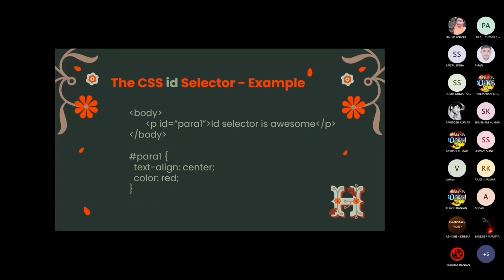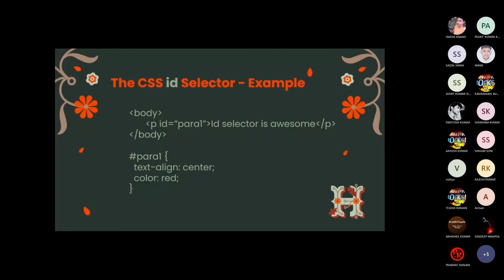So see, there is a body tag, and inside a body tag, we have a paragraph with an ID attribute, and the ID is named para1. So how to select that para1? If we want to select a paragraph, we will directly write p and curly braces, and our paragraph is selected. So to select that ID, we have to write a hashtag sign first and then para1, and then we are able to select it. The rest of the process is the same. We have curly braces, we have some property and value. Text align is a property, center is a value, so text align center sets the alignment of our text to center. And next, color is a property and red is a value. So this is the ID selector.